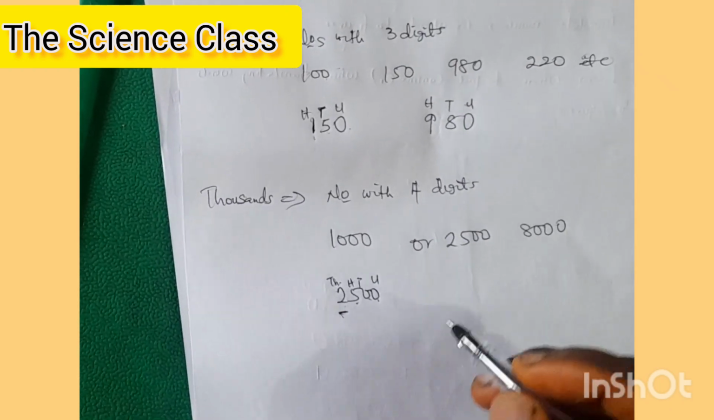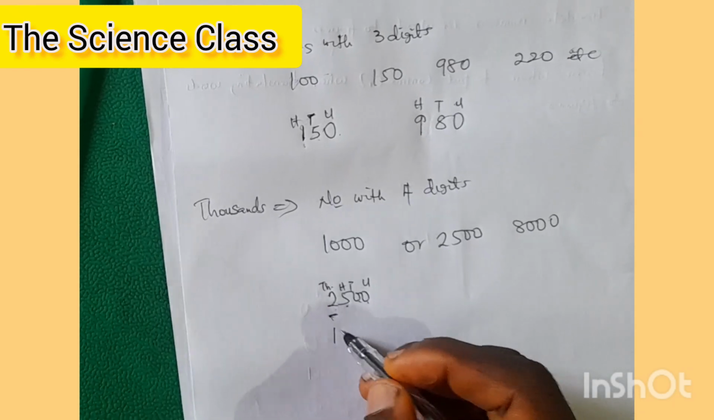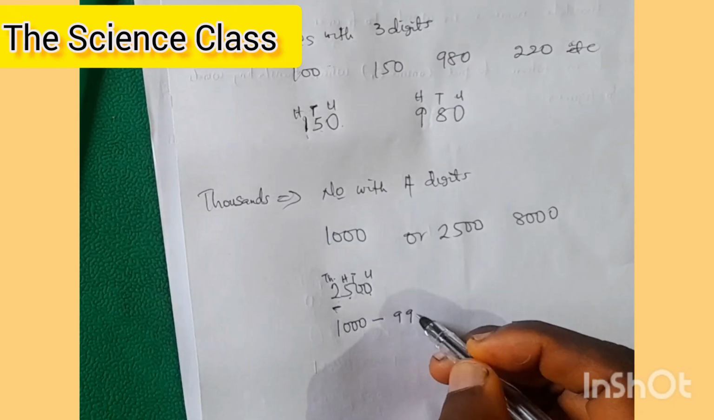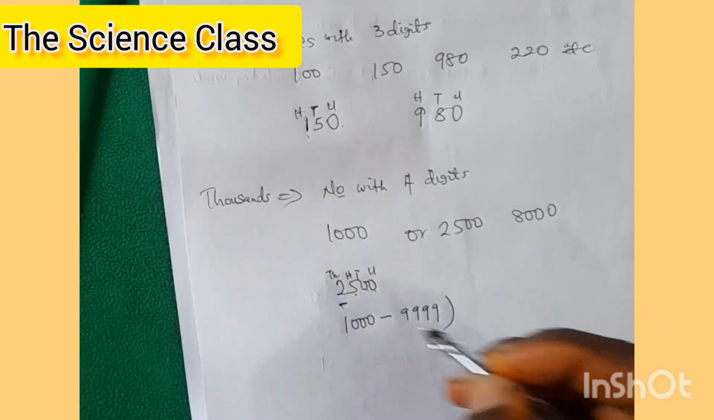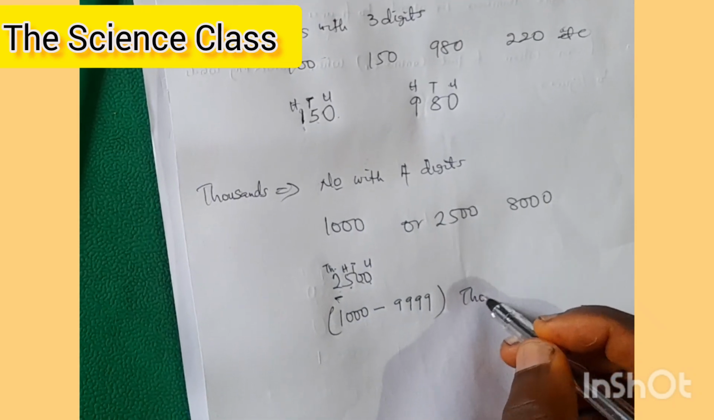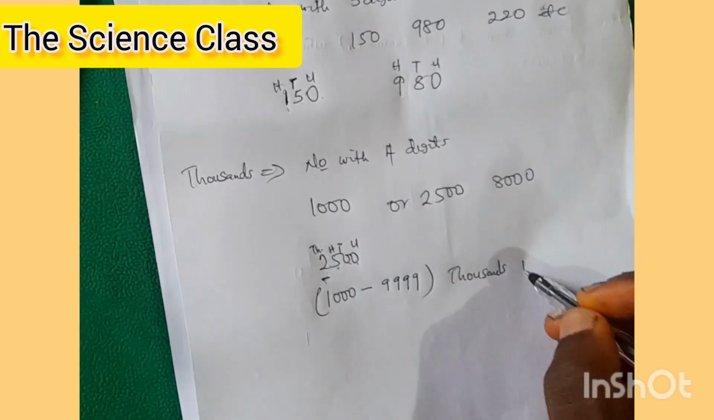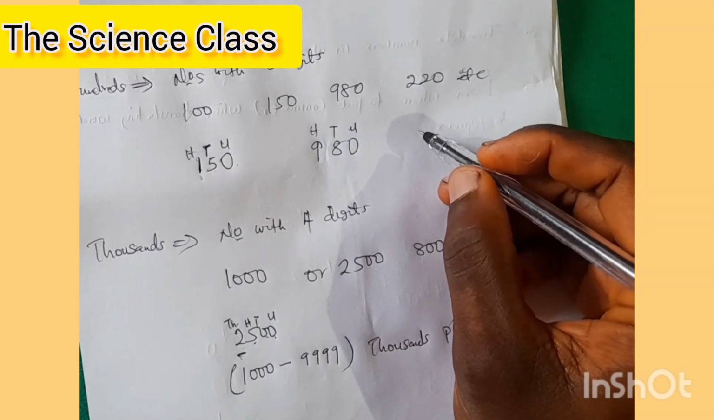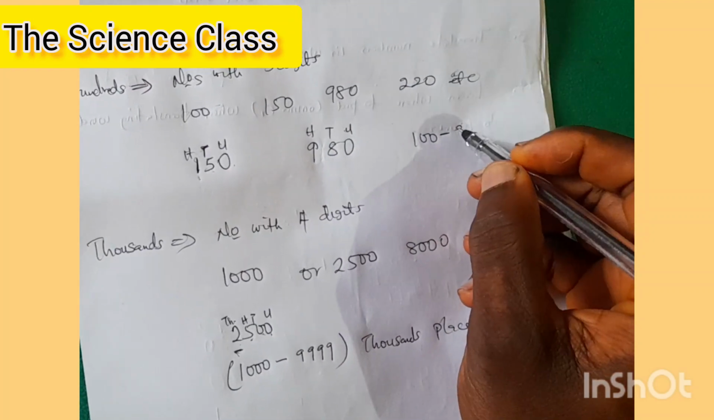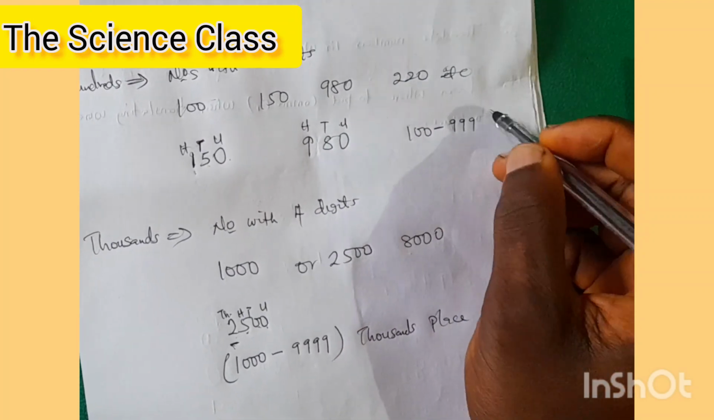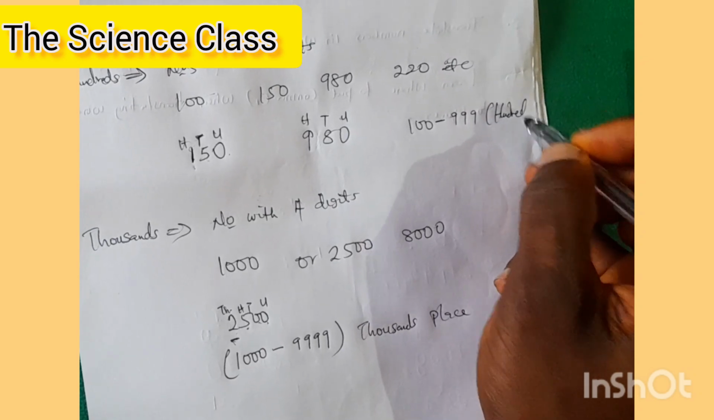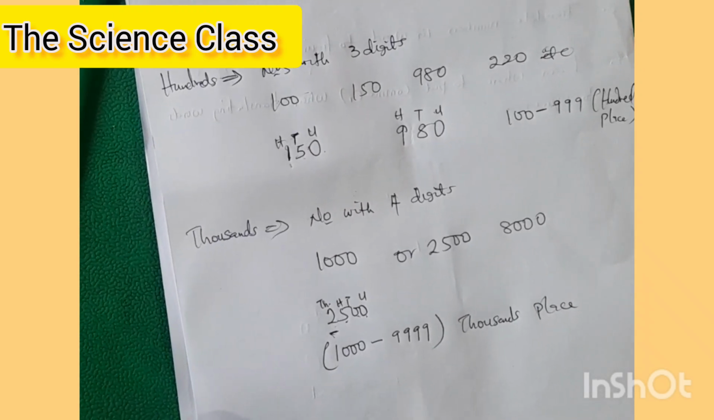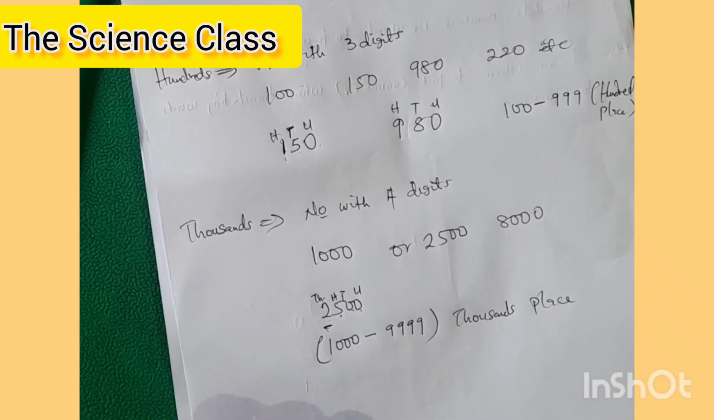Now numbers between 1000 to 9999 fall in the thousands place, while in the hundreds place, numbers between 100 to 999 fall in the hundreds place. So now we go to the 10,000s.